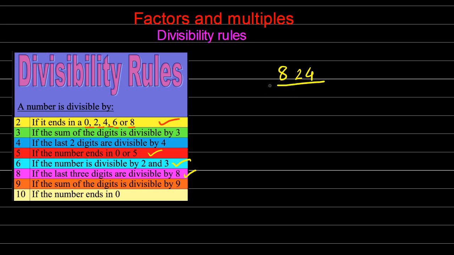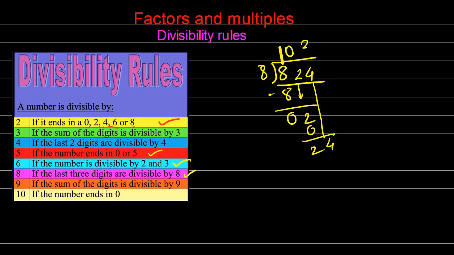This rule is not actually in lower classes, but it is very important that if you keep these divisibility rules in your mind, it is always easier for all your calculations. So let's see if these 3 digits are divisible by 8. 8 ones are 8, 8 minus 8 is 0, comes down 2, 0, 0, 2, comes down 4, 8 times 3 is 24. Yes, it is divisible by 8, and that's why this number is divisible by 8.